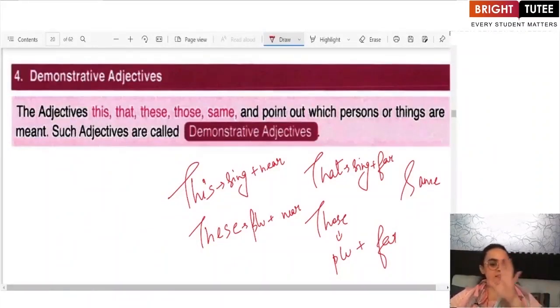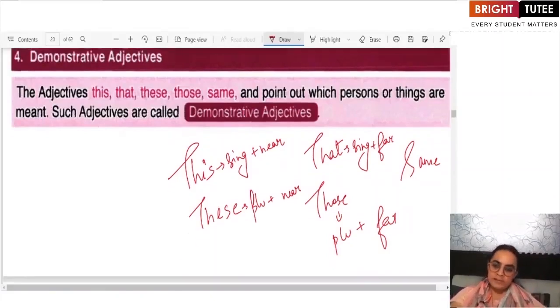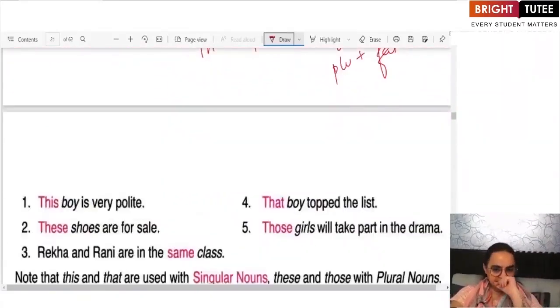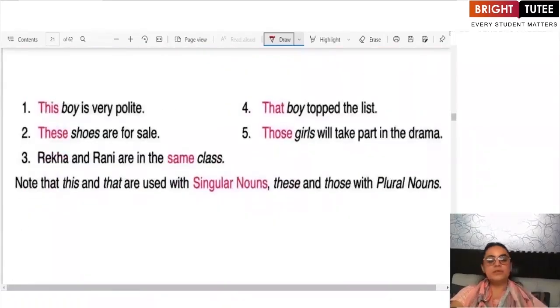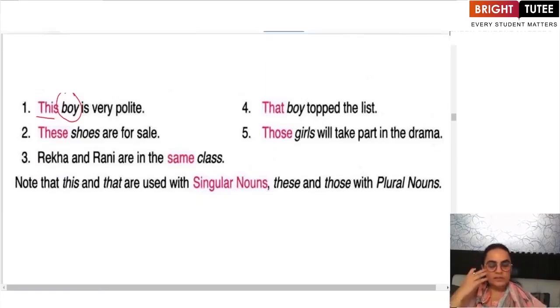This, that, these, those, same. Okay. For example, let us look at the examples given in your book. This boy is very polite. I've used this before the boy, which is a noun, so it is a demonstrative adjective. These shoes are not for sale. I've used these before my noun shoes, so this is a demonstrative adjective.